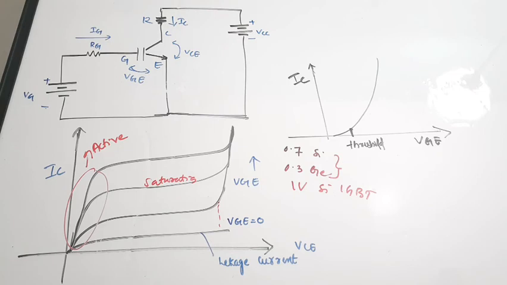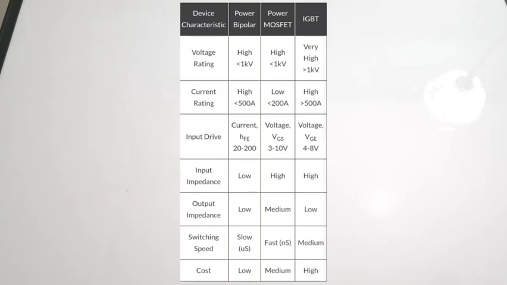Next, we are going to see the comparison between power bipolar junction transistor, that is power BJT, power MOSFET and IGBT. First characteristic is voltage rating. For power BJT, voltage rating is high, for power MOSFET it is also high, but for IGBT it is very high. Then current rating: for power BJT it is high, then for power MOSFET it is low, for IGBT it is again high.